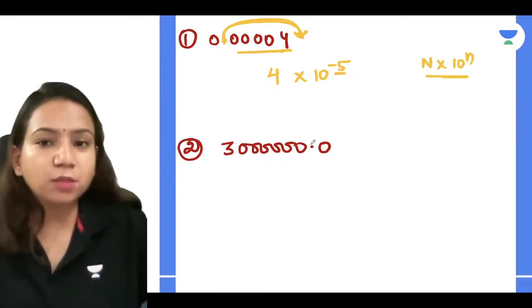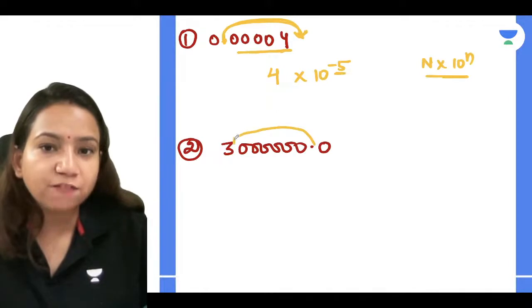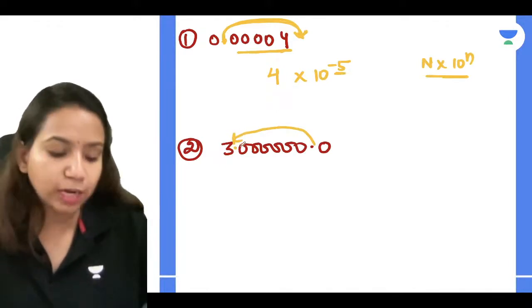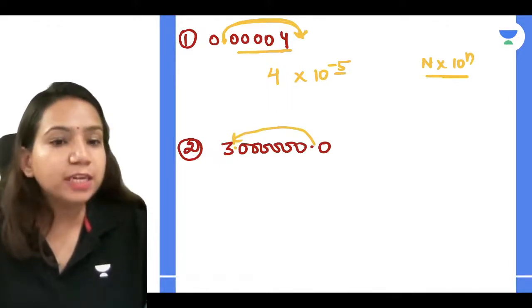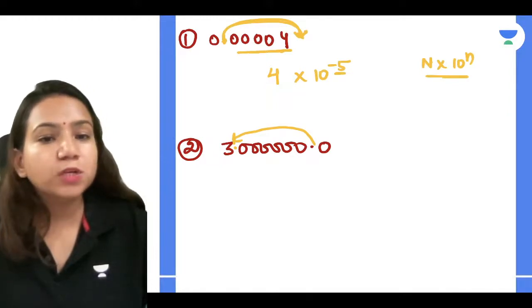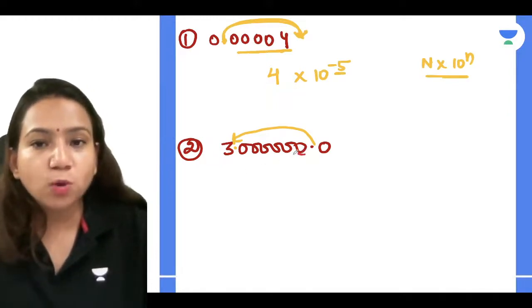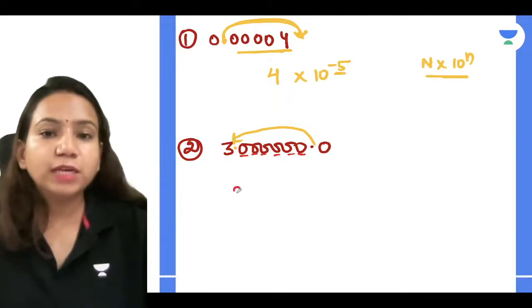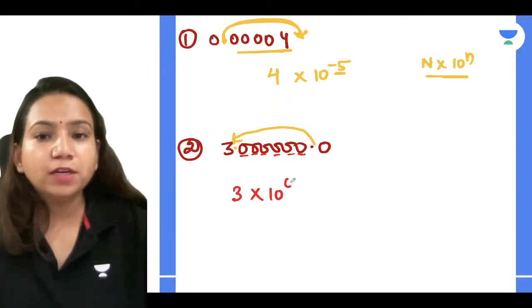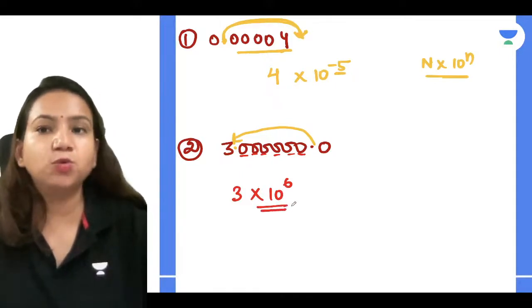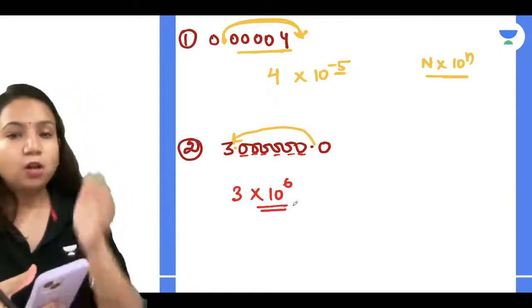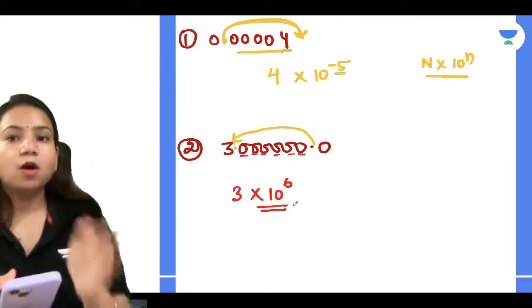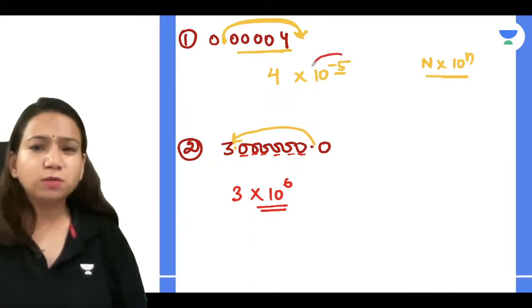Very good. Now here you are shifting the point to the left hand side to get this form. What will you get then? Tell me. You are shifting 1, 2, 3, 4, 5, 6 places, so you will get 3 into 10 to the power 6. This way you will be getting it. It's very simple. Always remember this when you're shifting the point for the 10 to the power, because many students make mistakes in this.